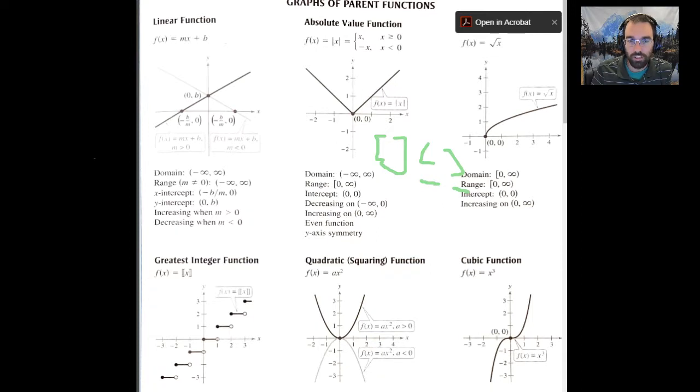So in interval notation, you always put the lowest first, right? So it's the low, and then you have your high.